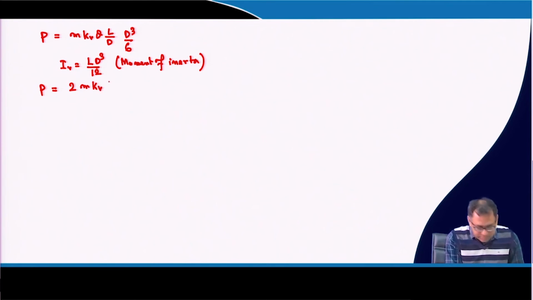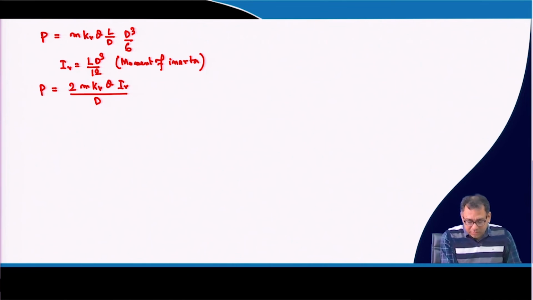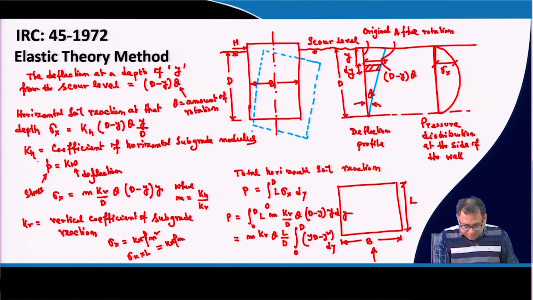Theta, and this is L d cube by 12. So, that is why this is 2. So, this will be Iv, and then the total is d. Okay, 2 m Kv theta Iv divided by d. Yes. So, this is the total force or total soil reaction. So, that means this is the total horizontal soil reaction. So, that total horizontal soil reaction will act where?